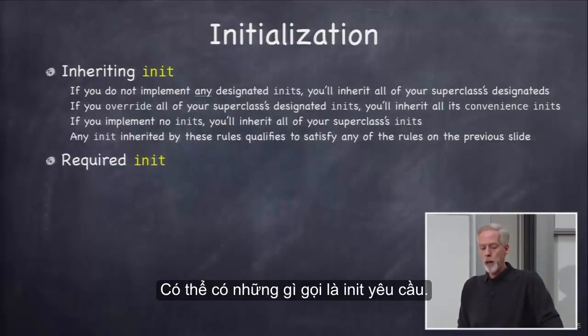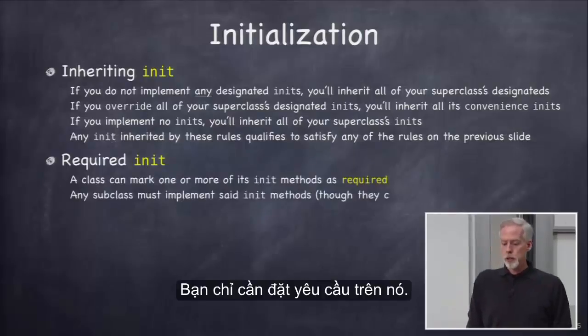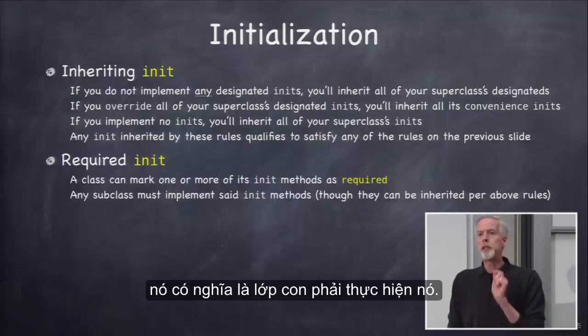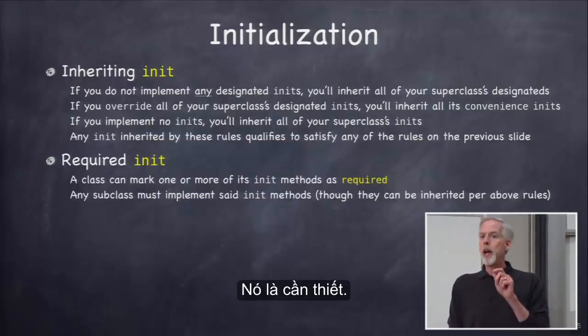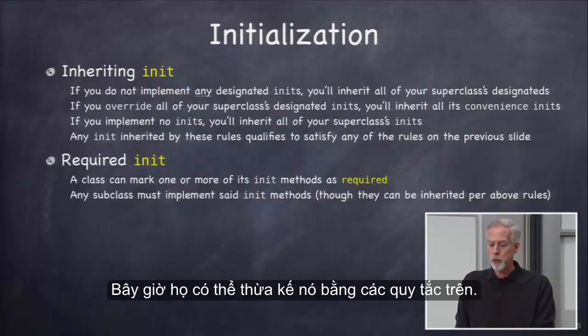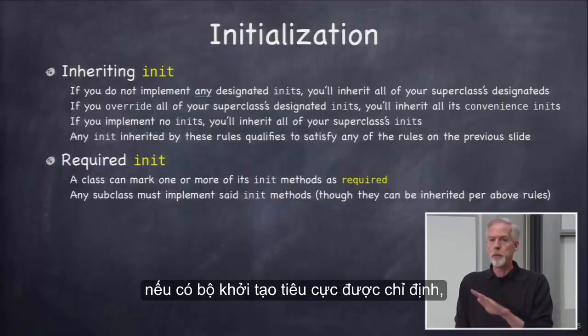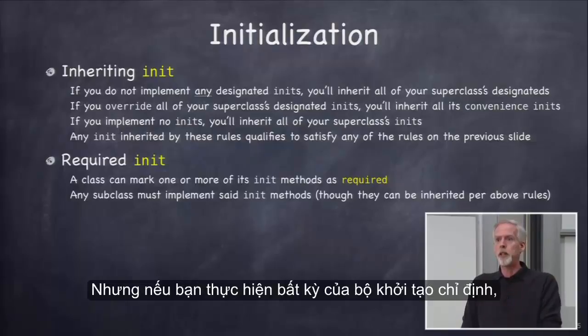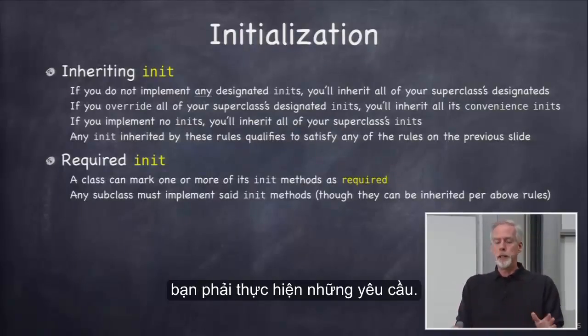It is possible to have what's called a required init. You just put required on it, and it means that subclasses must implement it. It is required. Now, they can inherit it by the rules above. In other words, if they don't implement any designated initializers, they'll inherit the required initializer. That's good. But if you implement any of the designated initializers, you must implement the required ones.